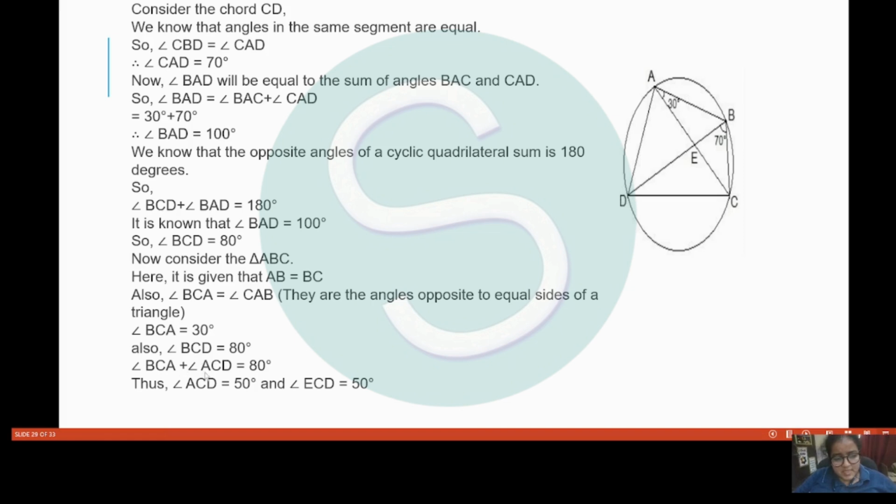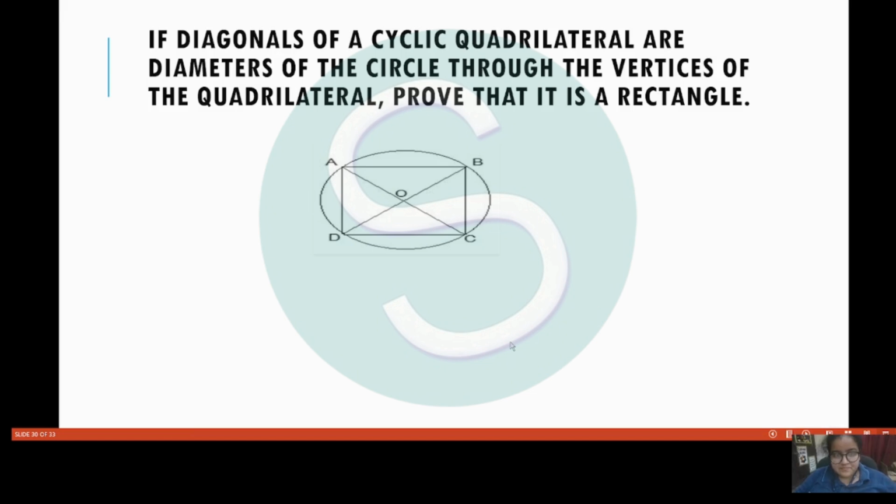सो BCA प्लस ACD जो है वो 80 डिग्री है. राइट. So ACD जो हो जाएगा हमारा 50 डिग्री हो जाएगा and ACD, that is ACD and ECD is the same angle, so ECD is also 50 degree.